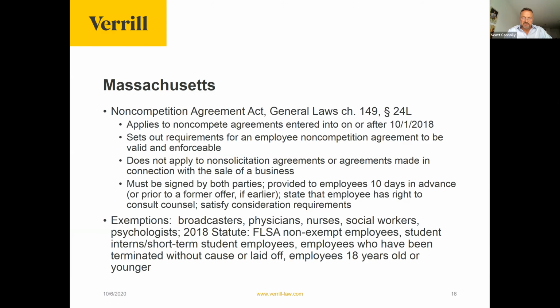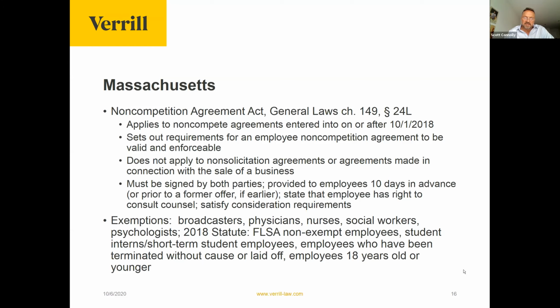So it's been about 2 years since Massachusetts passed the Non-Competition Agreement Act, which was the product of about 15 years of legislative back and forth over whether there was going to be an outright ban on non-competes in Massachusetts, like California, or lesser restrictions on the use of non-competes, and that's what happened. On October 1st, 2018, the Non-Competition Agreement Act went into effect, and it established several requirements for an employee non-competition agreement to be valid and enforceable.